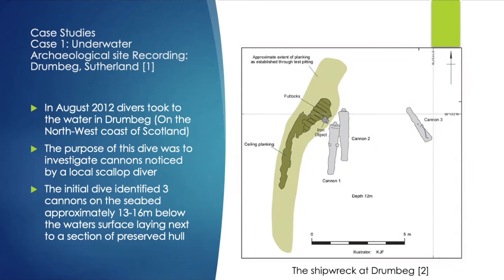In August 2012, divers took to the waters in Drumbeg on the northwest coast of Scotland. The purpose of this dive was to investigate cannons noticed by a local scallop diver. The initial dive identified 3 cannons on the seabed, approximately 13 to 16 meters below the water's surface, laying next to a section of preserved hull.